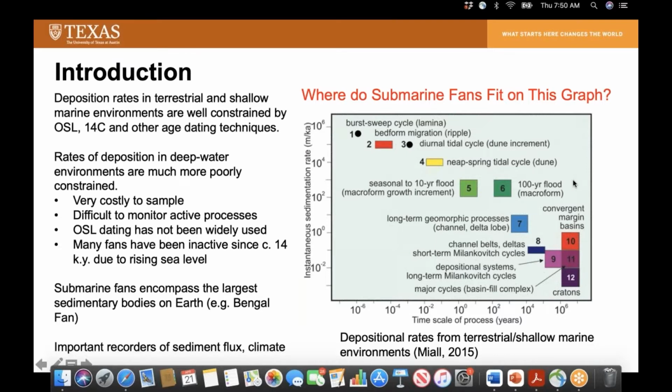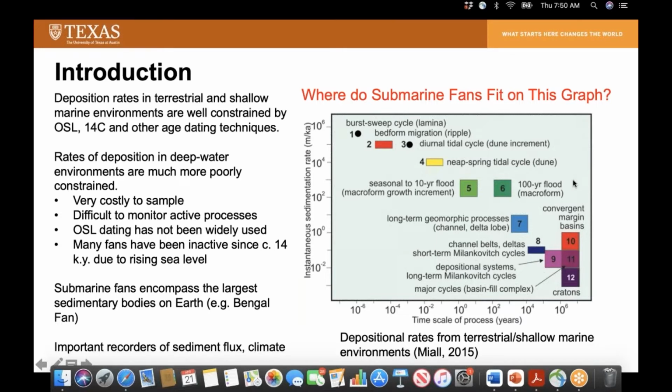I'll show you in this talk, we gathered quite a bit of OSL data on the Golo fan and got really excellent results. OSL dating is very important because it covers a key time period. Carbon-14 dates are good up to about 40,000 years ago. OSL dating can go back as far as 200,000 years ago. And of course, many fans have been inactive over the last 14,000 years or so due to rising sea level.